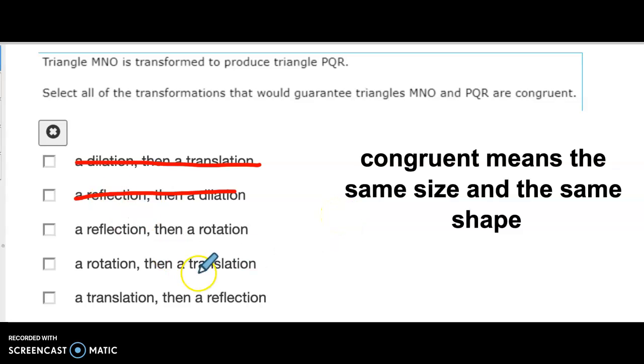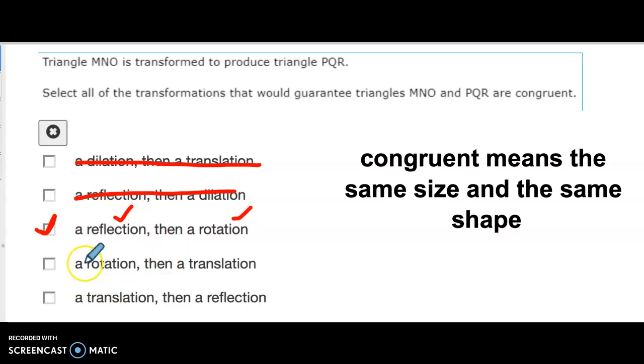The next one, a reflection, then a rotation. So we're going to look at it piece by piece. A reflection is a rigid motion. It gives us congruent figures. So that's good. I'm going to put a check by that. Then a rotation. A rotation, we are not changing the size. We're just changing how a figure is oriented. So that's good. This is a correct answer. If we reflect, then rotate, we'll get congruent figures.